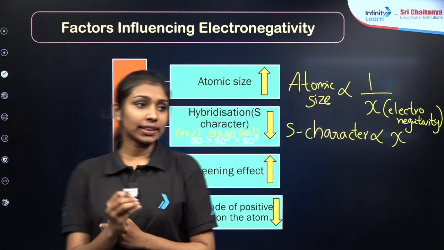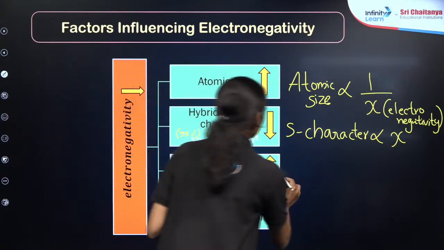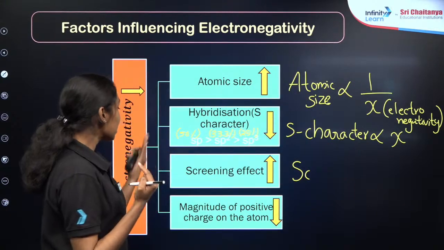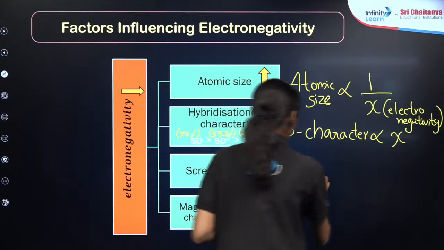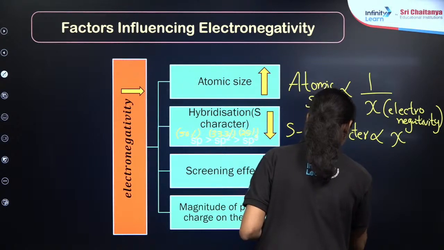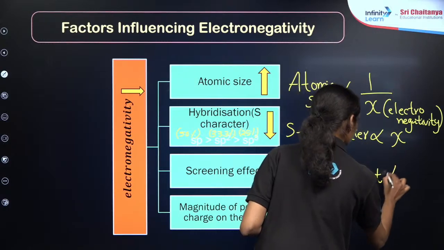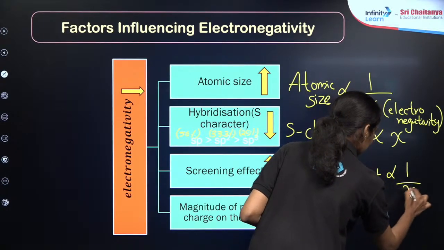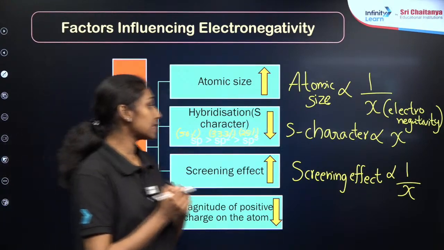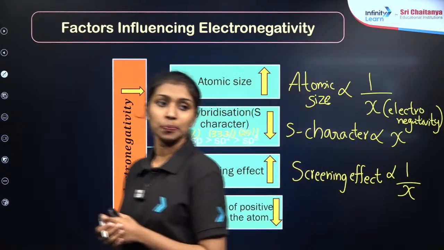Now let me move to the next factor affecting electronegativity, that is the screening effect. We already mentioned the screening effect, right? What will happen to the electronegativity whenever the screening effect increases? Inversely proportional, right? Which means as the screening effect increases, the electronegativity decreases. Clear?